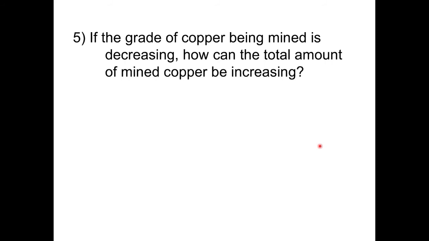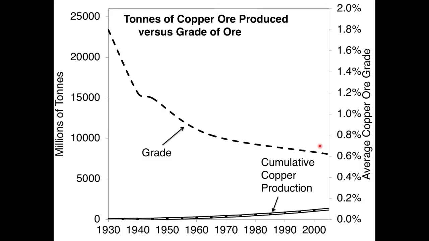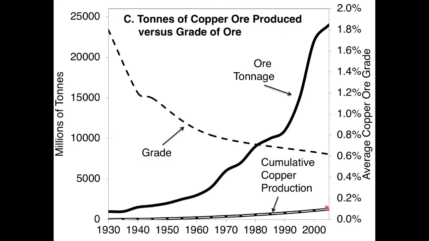So a question, if the grade of copper being mined is decreasing, how can the total amount of mined copper be increasing? If I go back here and you say, well, wait a minute, how can the grade of copper decrease? Meaning globally, all of the mines right now actively mining copper, their grade or copper concentration is decreasing. And that's a lot of decrease. But how can we then be producing more copper? It's because we're mining a lot more rock.